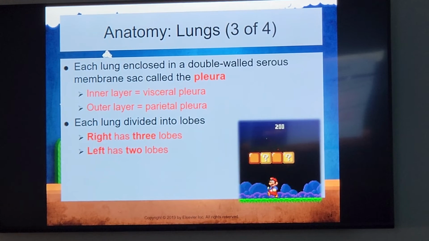There's some little word facts for you. You know, I always say look for key words. Visceral literally means inner. Parietal means outer. So when you see the word inner, that relates to visceral. Outer relates to parietal. They literally mean the same thing as these terminologies. So just to give you a quick summary, the right lung is shorter than the left lung. It has 3 lobes, while the left has 2 lobes.